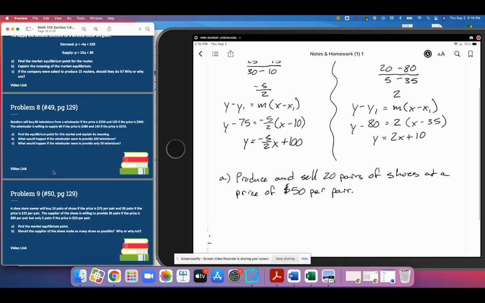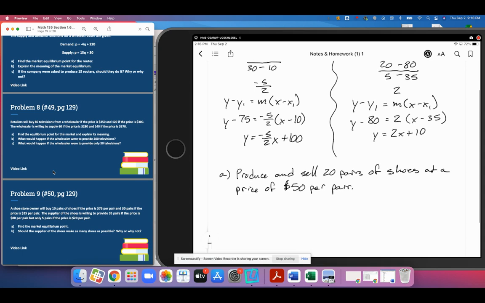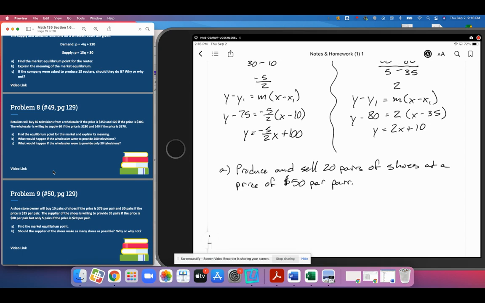And part B, what should the supplier of the shoes do: make as many shoes as possible? Why or why not? The answer is no. Stop after making 20 pairs. If the supplier were to make more than that, these shoes would go out and people would not buy them for the price that the supplier is asking, and the supplier would end up losing money rather than making more money by trying to sell more.